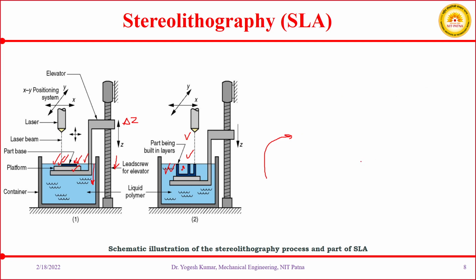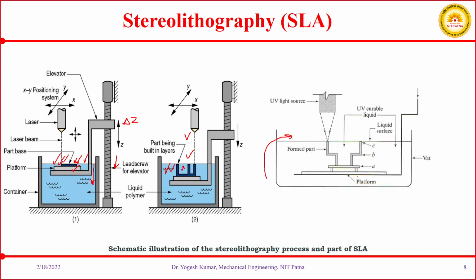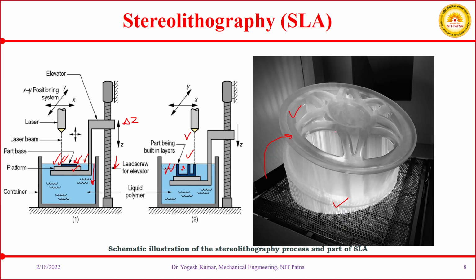Okay, so this slide basically is talking about the right hand side diagram. Here you can see first A platform is built, then B is built, then C is built by the controlled movement of your UV laser. Okay, here you can see one example, one sample part that has been printed using your SLA process.